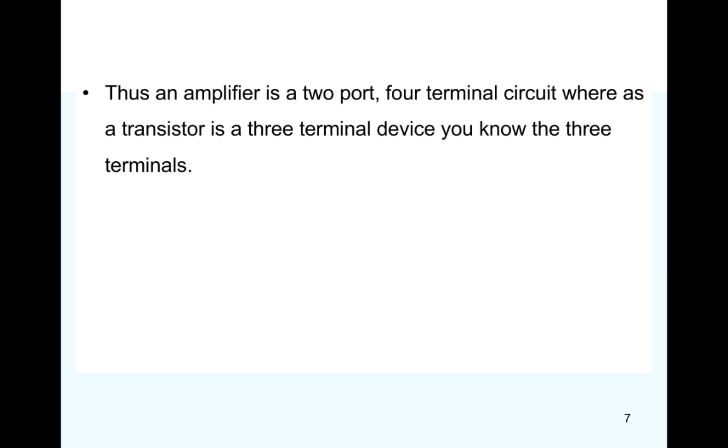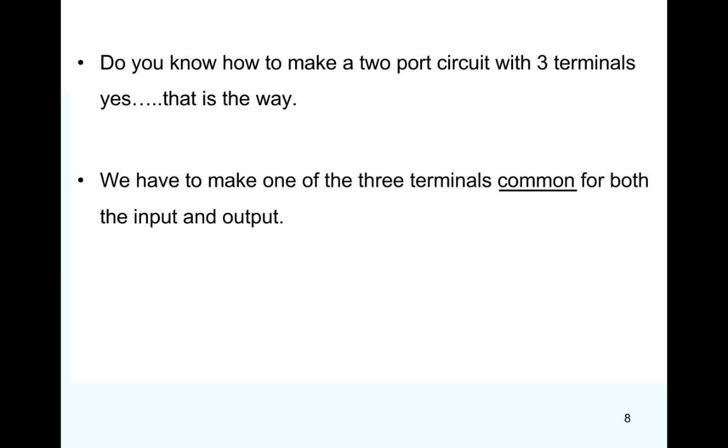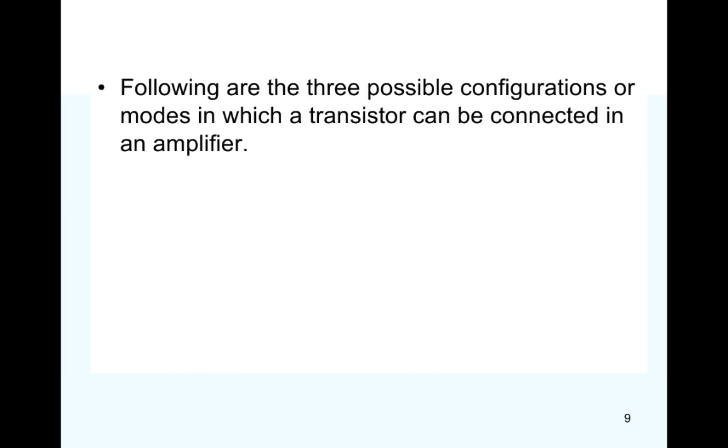So an amplifier is a 2-port 4-terminal circuit, whereas a transistor is a 3-terminal device. You know the 3 terminals: emitter, base and collector. So do you know how to make a 2-port circuit with 3 terminals? Yes, that is the way. We have to make one of the 3 terminals common to both the input and output. This common terminal is normally grounded.